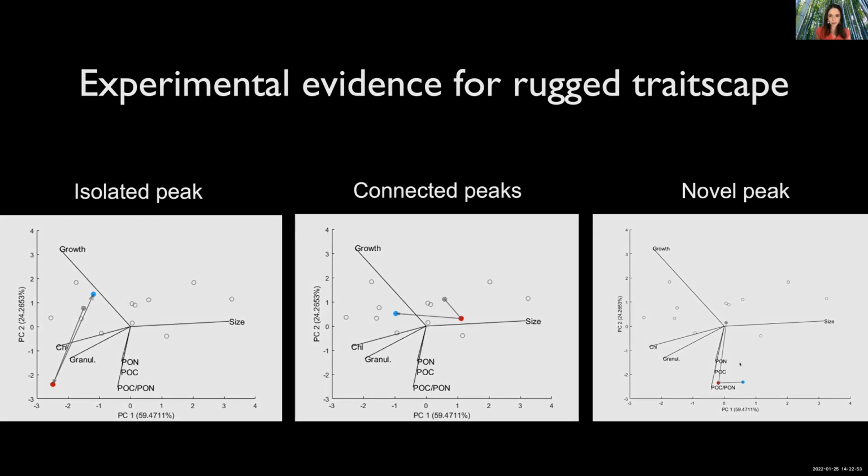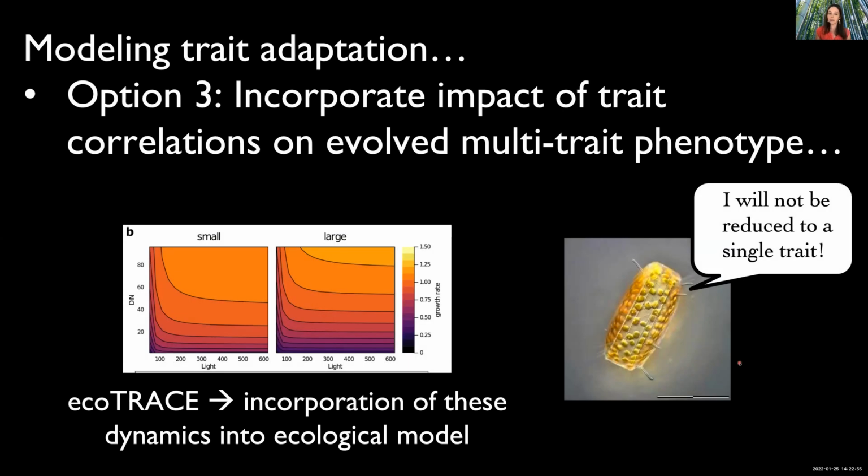I'm running short on time, so I'll just give you the takeaways. I would propose that there's a third option. It's more complicated, but I think it's more realistic. And I think we are starting to get to ways that we can actually do this, where we need to incorporate the impact of trait correlations and how that impacts the evolved multi-trait phenotype. We're working to create this eco-trace, which is incorporating these concepts into an ecosystem model.